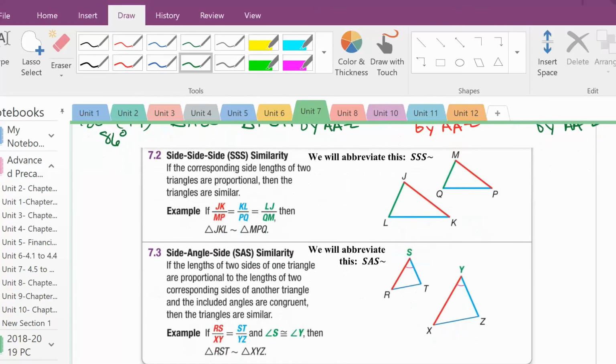All right, the two other similarity reasons, one of them is side-side-side similarity, and that doesn't mean the sides are equal. That means the sides are proportional. So if the three sides of one triangle are proportional to the three corresponding sides of the other, then the two triangles are similar by side-side-side. And then there's also what's called side-angle-side similarity. If the two corresponding sides are proportional and the angle between them is congruent, then that's what's called side-angle-side similarity.